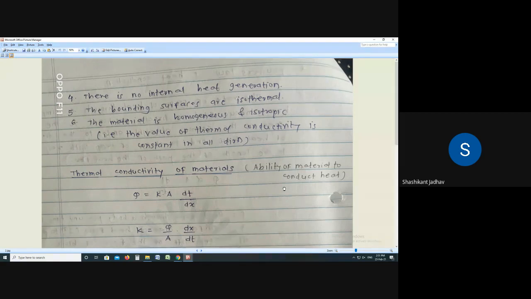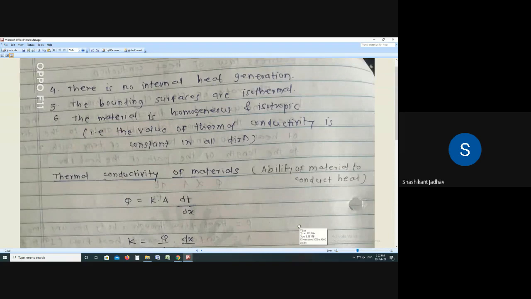Then next assumption, the bounding surfaces are isothermal. Suppose we are considering two components that are attached to each other. So the bounding surfaces are isothermal. Whatever the temperature at one end, that should be the temperature for the adjacent surface. That is, bounding surfaces are isothermal, meaning having the same temperatures.